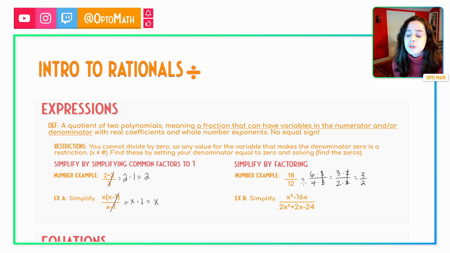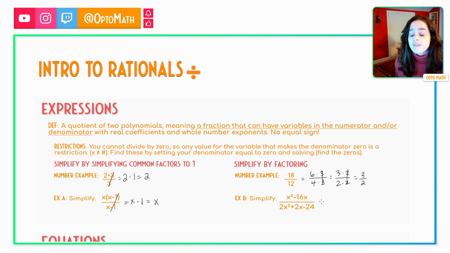So you do this sort of thing all the time, and it's really not much different in our process for simplifying our rational expressions. It just looks a little bit crazier because we've got a bunch of variables in there, but it's really the same thought process. So let's look at example B. We want to simplify x cubed minus 16x divided by 2x squared plus 2x minus 24.